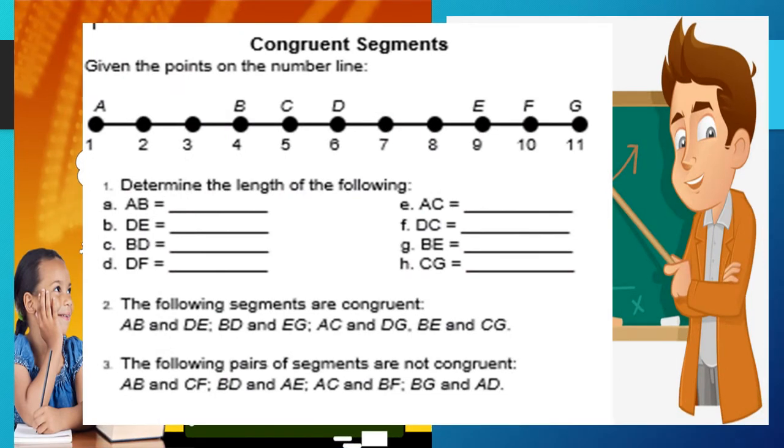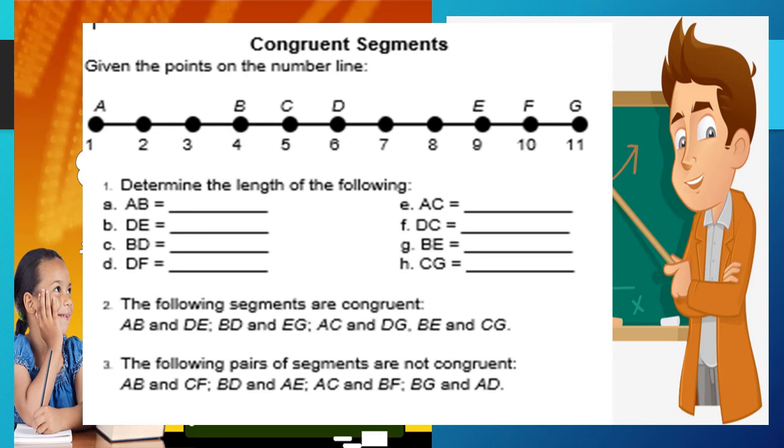We have the congruent segments. Given the points on the number line A, B, C, D, E, F, G, there are numbers below that point that represent the distance of its points. Now, let's try to answer. Determine the length of the following. What is the length of line segment AB?